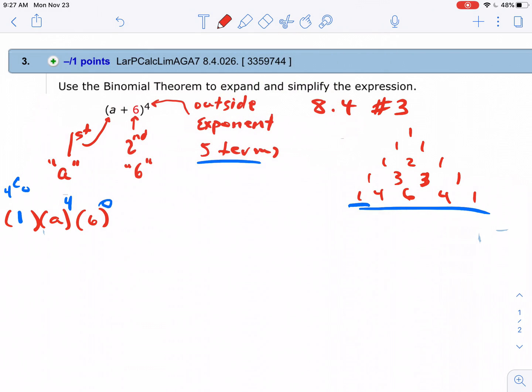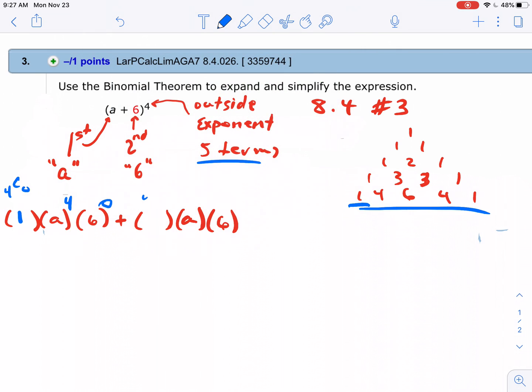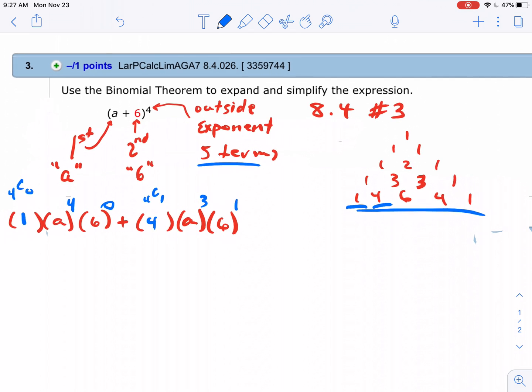So then I do it again. A and the 6. And again, I could do 4C1, so the first number in front of the C never changes in this problem. Or I could go to the second number, which is a 4. And then this one will go down 1, and this one will go up 1. And now we just continue that pattern until we are done writing it out.